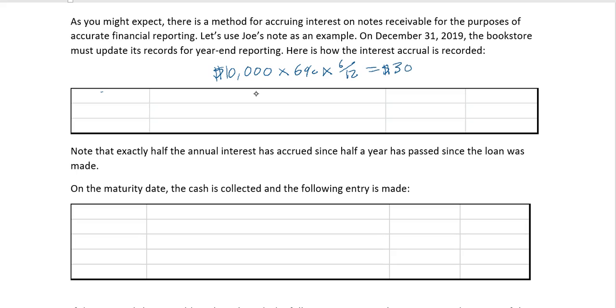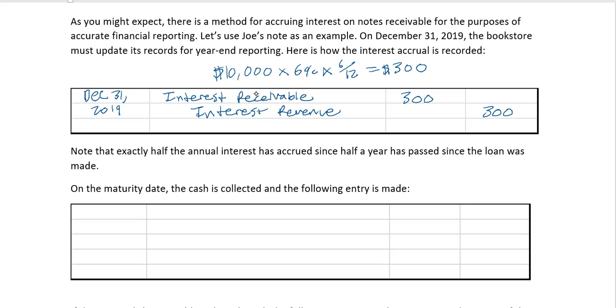So here's a calculation to determine the amount of interest that should be accrued on December 31st, 2019. This is year end. So we will have interest receivable, much like accounts receivable. This is cash that's expected to come in, but is not cash yet. Our credit will be interest revenue. So we're earning money in exchange for lending it out to Joe.